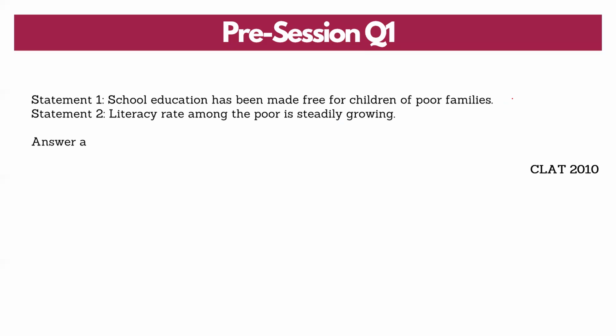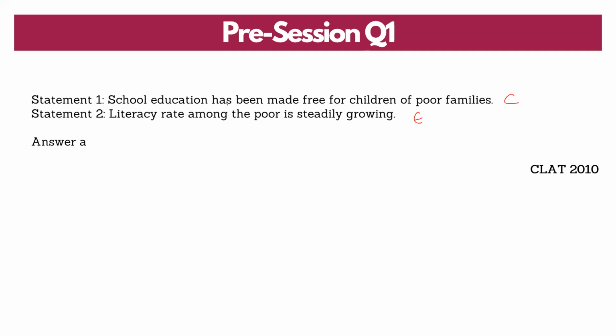If you logically think, statement one could be the cause and statement two could be the effect. This could have been done first. Statement number one should have been done first, that education has been made free for poor families, and its outcome could be that some improvement is happening. But right now, I'm not saying that I have established the relationship. Right now, I'm saying that one could be the cause and two could be the effect.